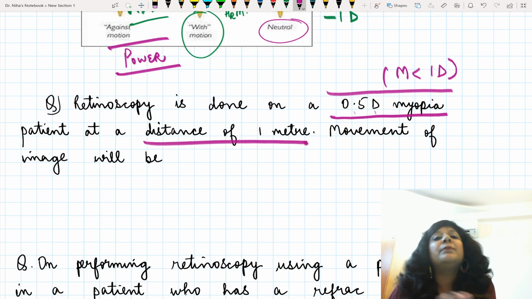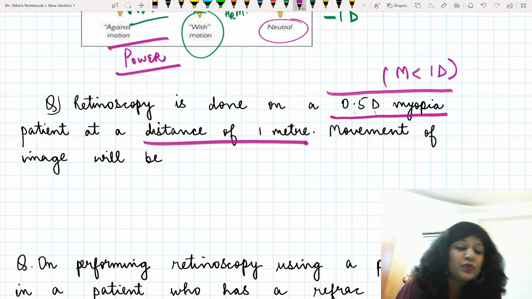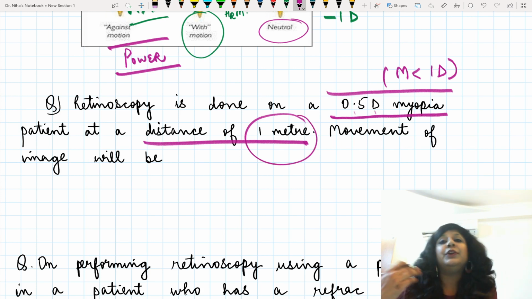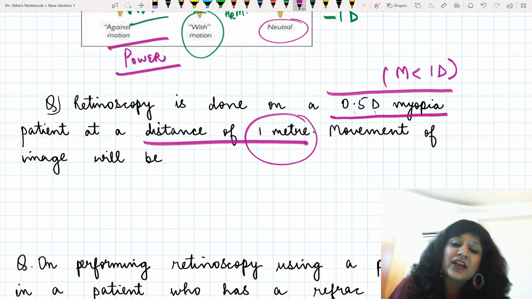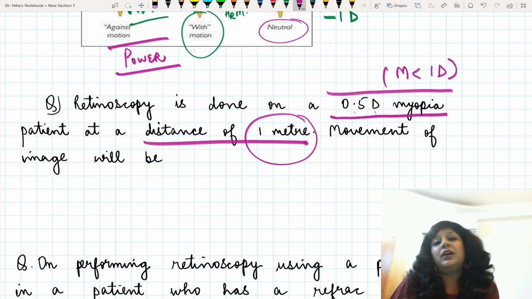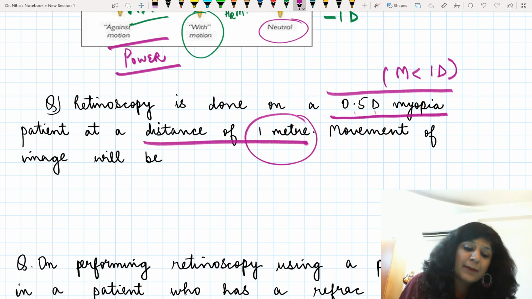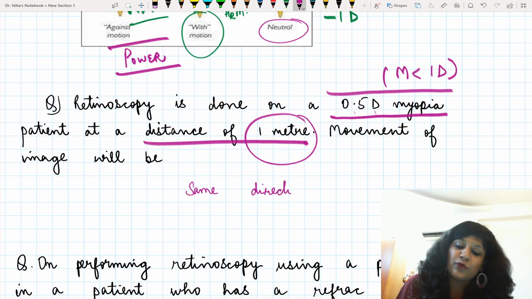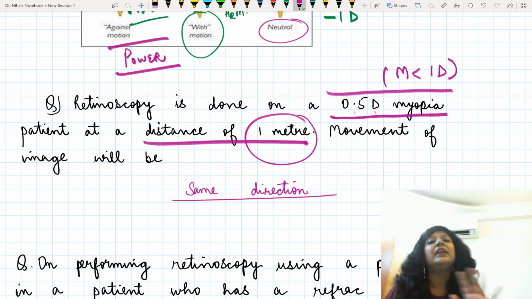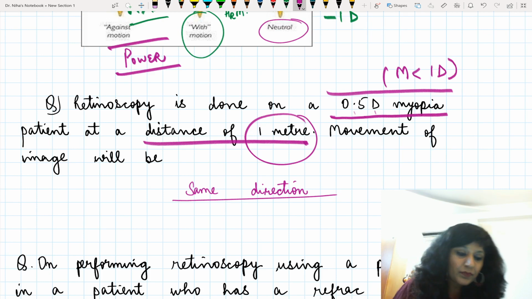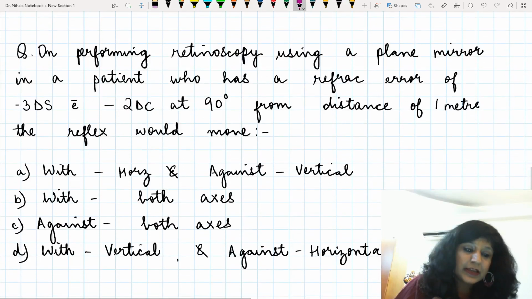0.5 means it is myopia less than 1 diopter, the patient is having it from a distance of 1 meter. So how will the movement take place? You don't have to consider any tonus here. You don't have to consider any distance factor here. It is just less than 1 diopter myopia. So simply it will move in the same direction. Simply you have to say that the movement will be in the same direction. So there should not be any problem in this. Okay. Now let us see one more question.